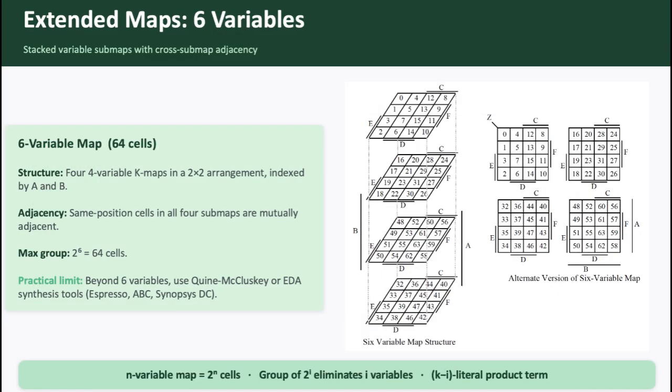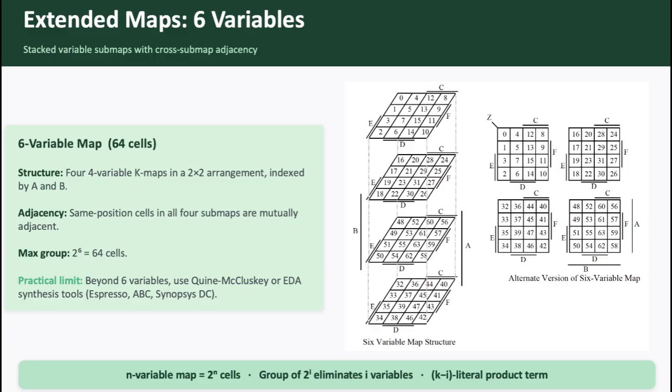The 6-variable map extends the concept one step further. We now have 4 variable submaps arranged in a 2x2 grid. The 4 quadrants correspond to the 4 combinations of variables A and B. A equals 0, B equals 0 in the upper left, A equals 0, B equals 1 in the upper right, A equals 1, B equals 0 in the lower left, and A equals 1, B equals 1 in the lower right. Each quadrant contains 16 cells for a total of 64 cells, 2 to the 6th power.